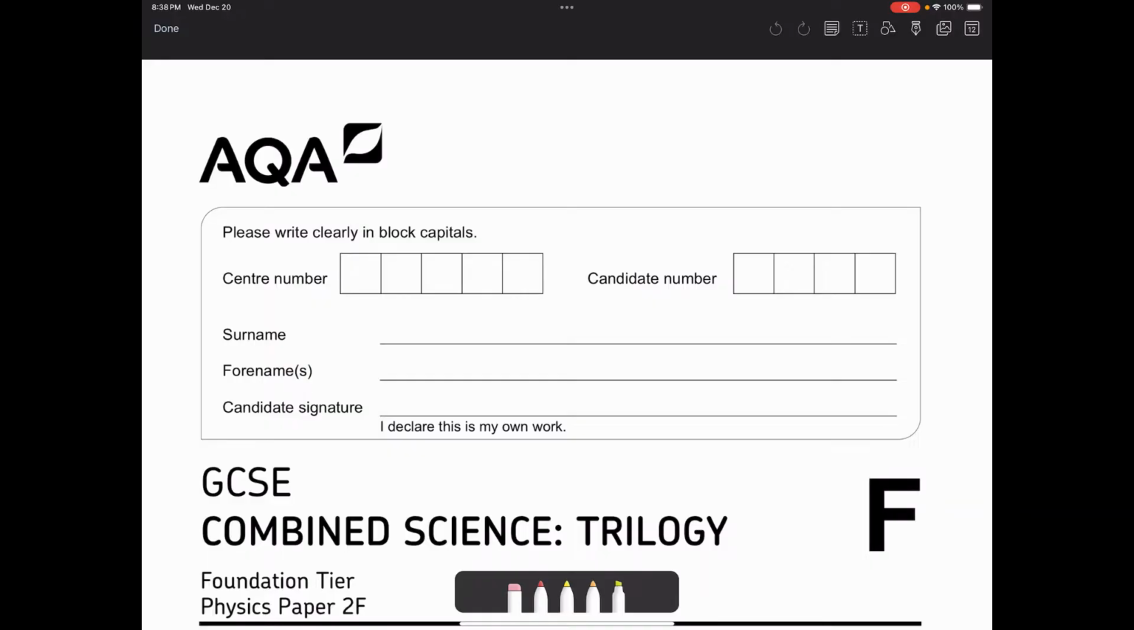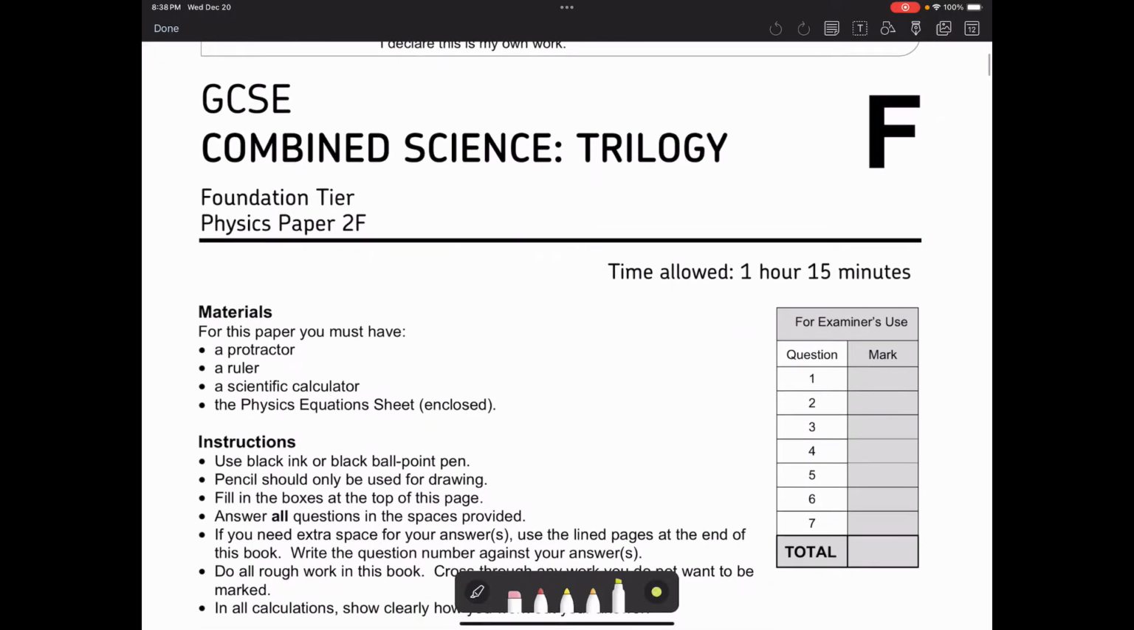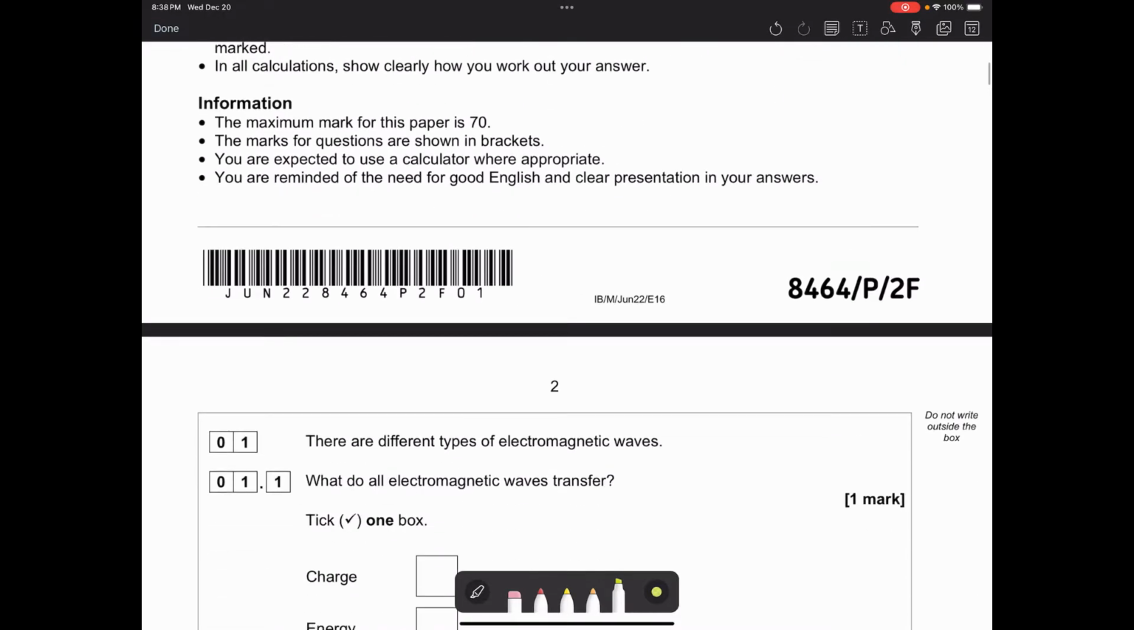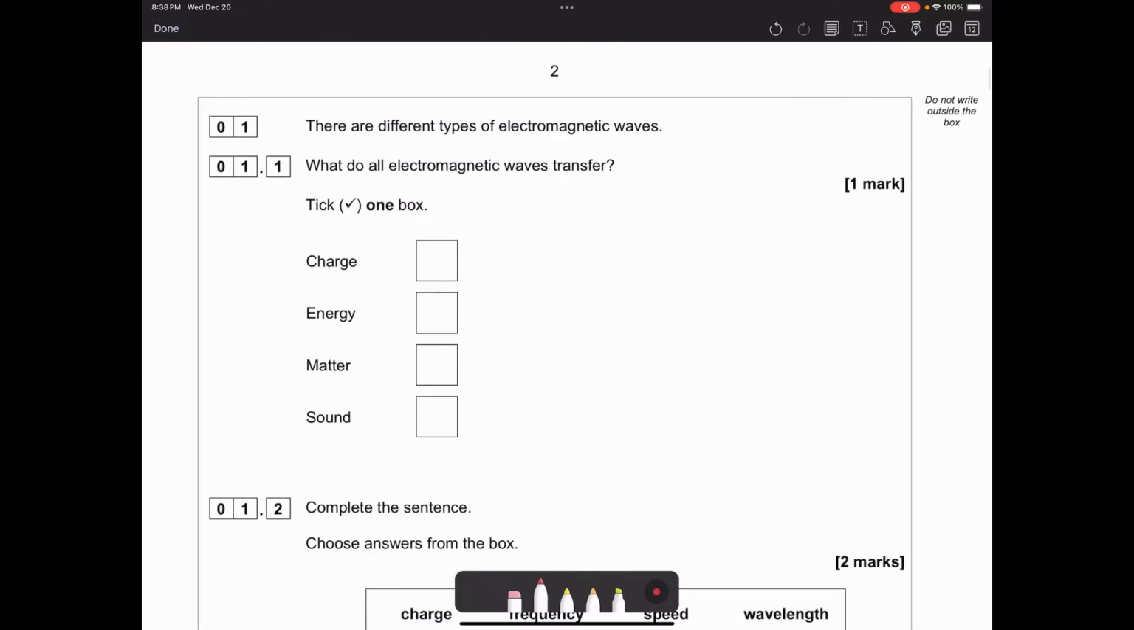Hello everyone, so this is going to be a GCSE Combined Science Trilogy past paper walkthrough. This is Physics Paper 2 Foundation Tier, and this was the paper sat in June 2022. Okay, so I'm going to go through it, model it, how I would have tackled it, and I'll put the Cognito links to the various topics if you need to go back and revise that topic.